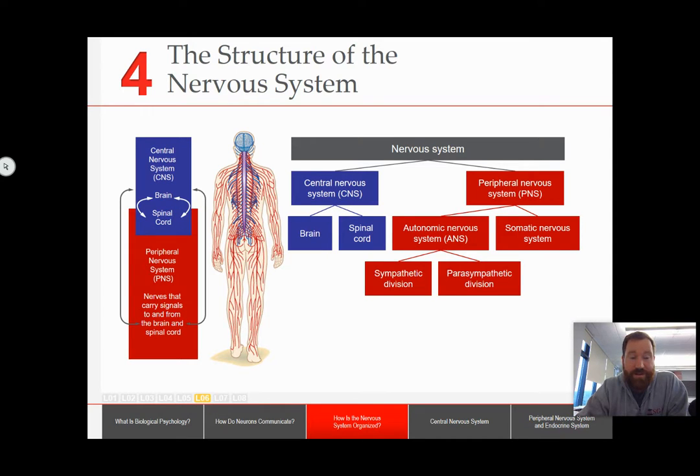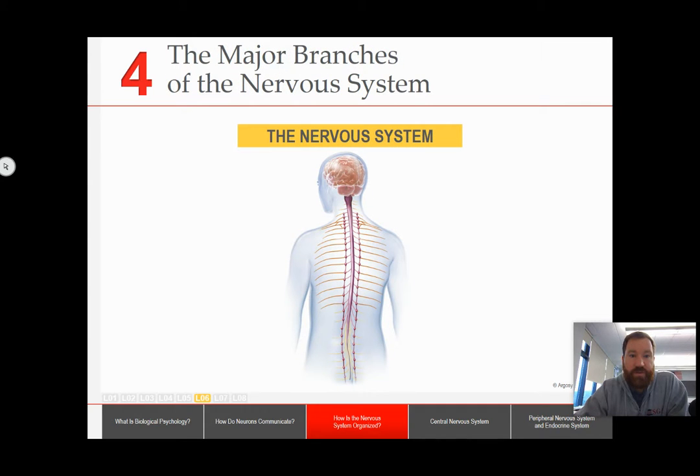So there's a lot here. There's a lot of breakdowns. There's a lot to keep track of, but it's important that we have this all ready to go so that you know what each of the parts do and how they function. Okay, so let's start with the central nervous system.